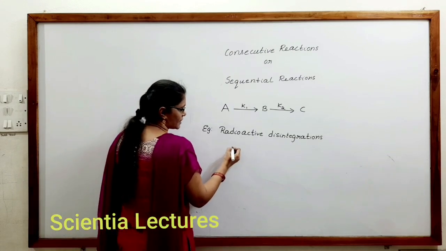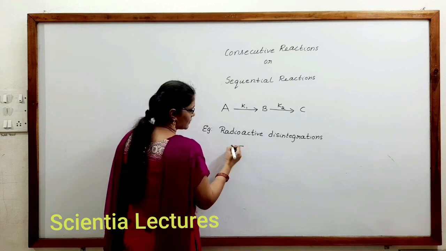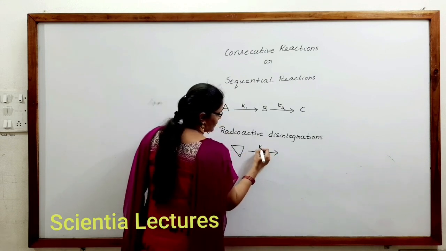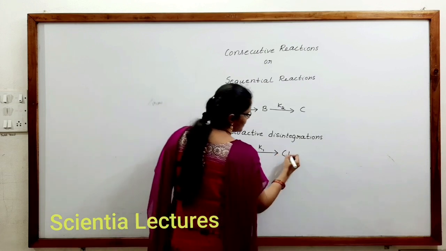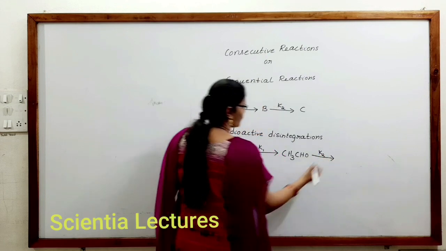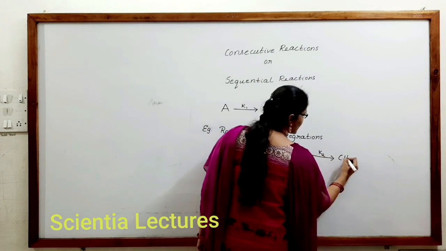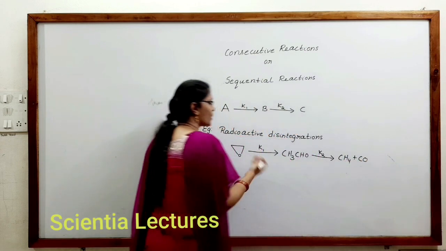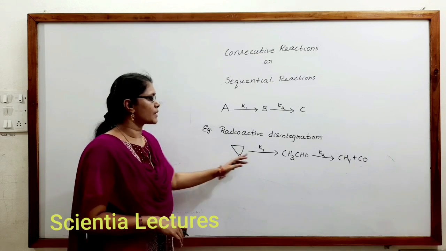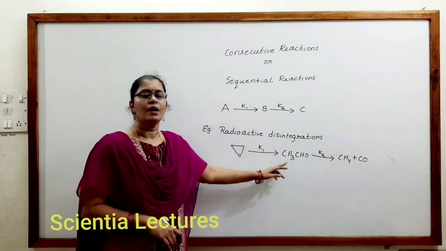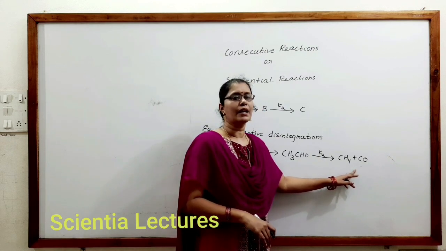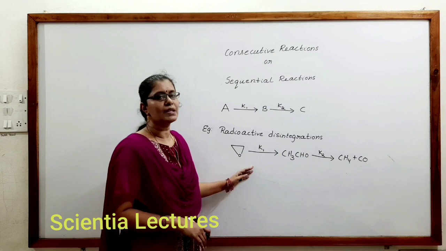Let us take another example, epoxide. This with a rate constant of K1 could produce CH3CHO, which is an acetaldehyde, with a rate constant of K2, which can produce CH4 plus CO. Here the epoxide with a rate constant of K1 produces acetaldehyde, which with a rate constant of K2 could produce methane and carbon monoxide. This is another example of a sequential reaction.